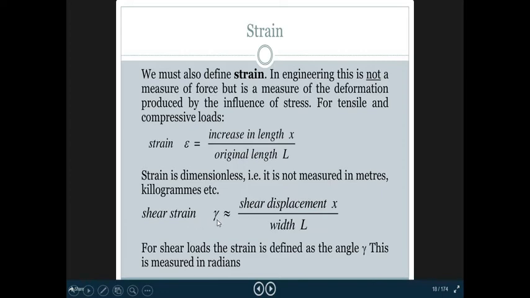So shear strain. You can see the shear strain is also symbolized as shear displacement divided by width or length. So shear displacement x divided by width L. So that is also interrelated. For shear load, the strain is defined as the angle alpha. This is measured in radian.